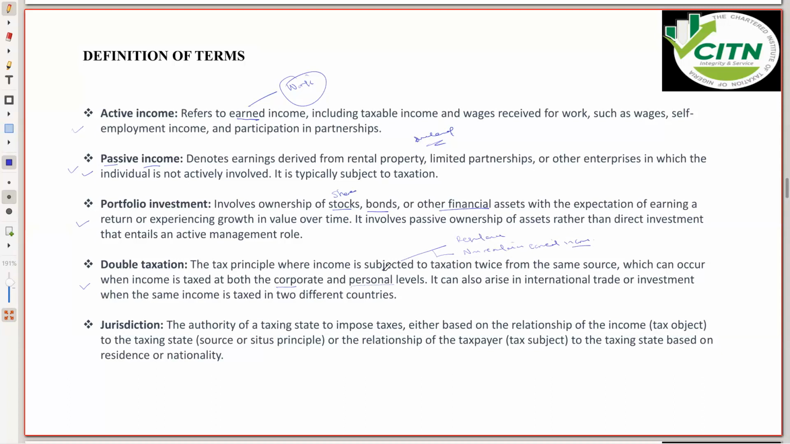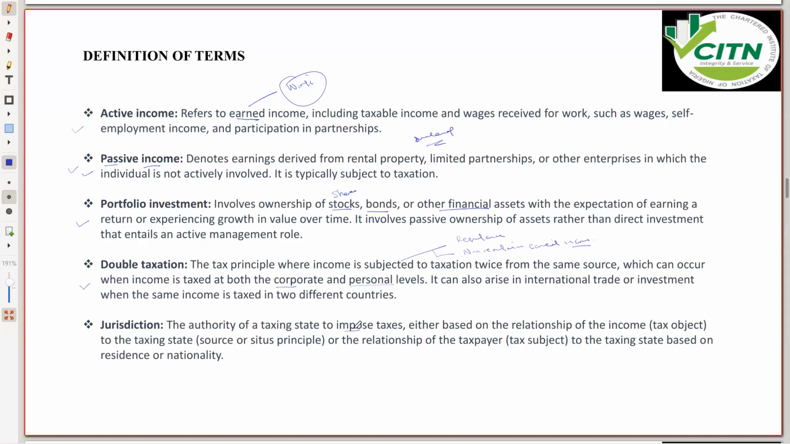Then another concept I want you to be aware of, the term jurisdiction. When we say tax jurisdiction, we mean the authority of a taxing state to impose tax. So which jurisdiction, which state, which country has the right to impose tax?